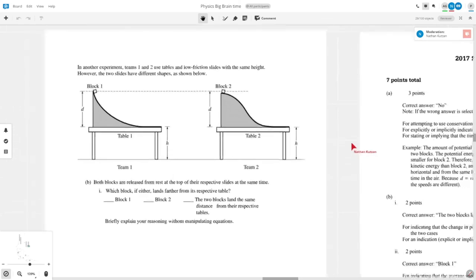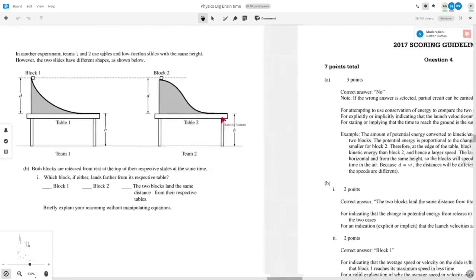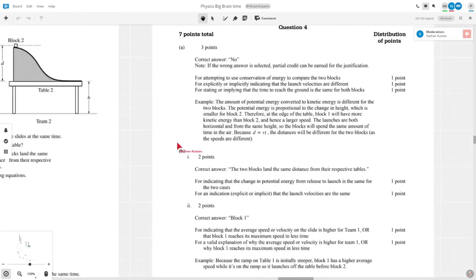And among the best ways was just to talk about energy, right? You say their starting height is the same, their ending height is the same, they start with the same potential energy, they end with all of their potential energy converted to kinetic energy, and they are launched horizontally, therefore they land the same distance, right? The two things you had to say were that the change in potential energy from release to launch is the same, and that the launch velocities are the same, and that would have given you both points.